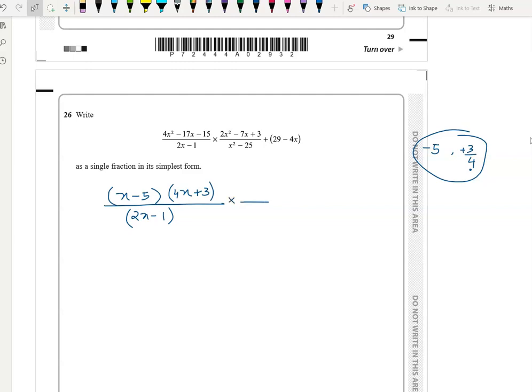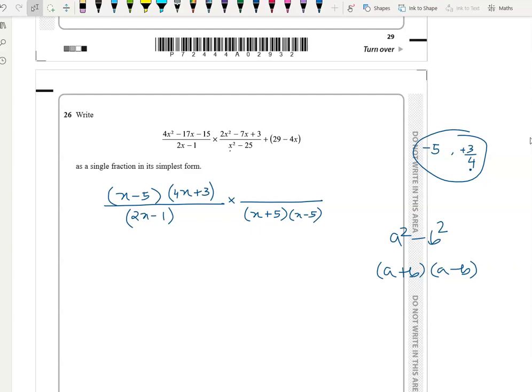The second fraction, x square minus 25, is a difference of squares, a square minus b square. Your factored form is a plus b, a minus b: square root of the first term plus square root of the second term. So the square root of x square is x, the square root of 25 is 5. One bracket with a plus sign, another with a minus sign.